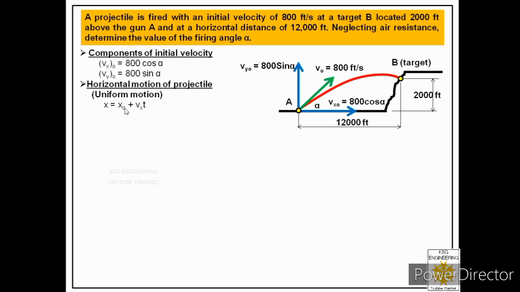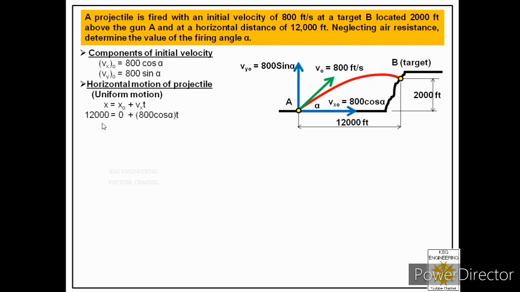Now x over here is given to us as 12,000 feet, which is the horizontal distance between point A from where we have fired the projectile and point B, which is the target of the projectile. So x naught over here is 0 because we are considering motion between point A and B only. And Vx naught we have already calculated as 800 cos alpha, which is the velocity of the projectile along x direction. And t is the time taken by the projectile, which is unknown to us. So let us put the values now.